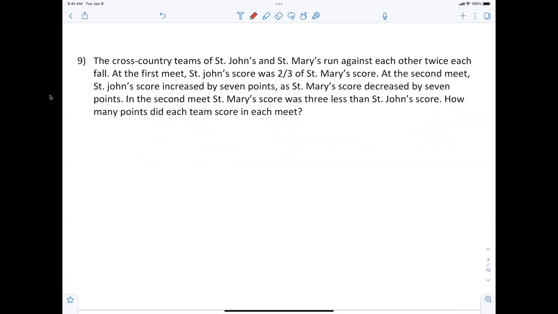All right. The cross-country teams of St. John's and St. Mary's run against each other twice each fall. At the first meet, St. John's score was 2/3 of St. Mary's score. At the second meet, St. John's score increased by 7 points as St. Mary's score decreased by 7 points. In the second meet, St. Mary's score was 3 less than the St. John's score.